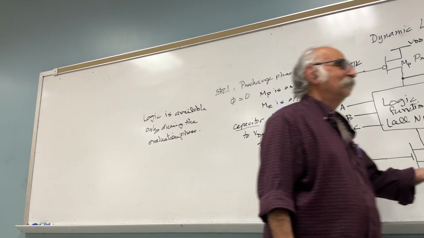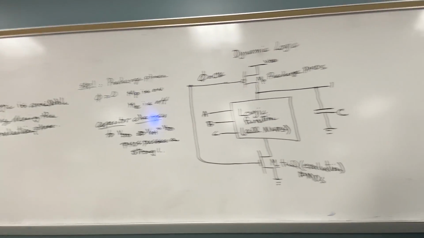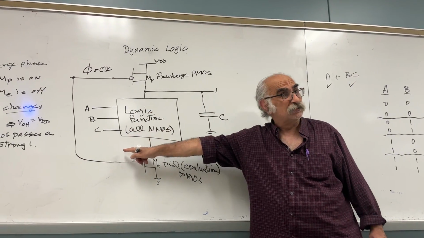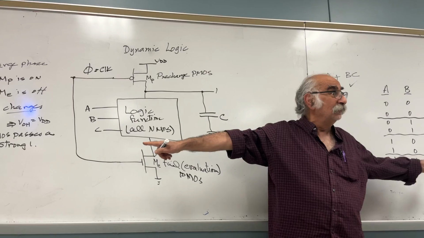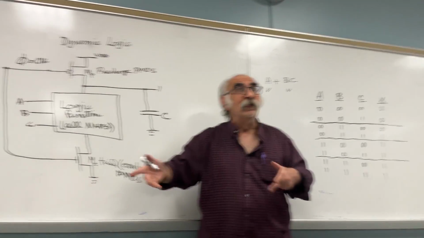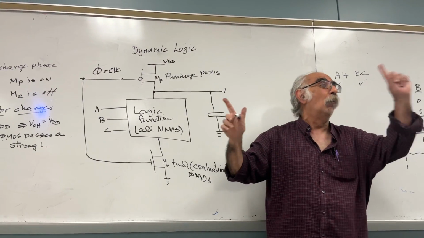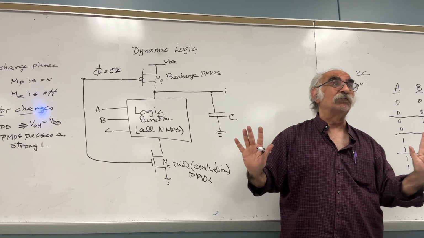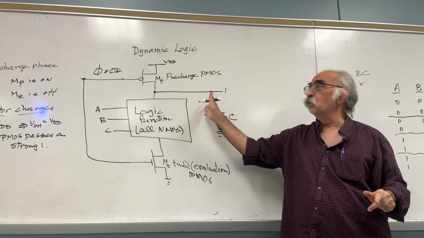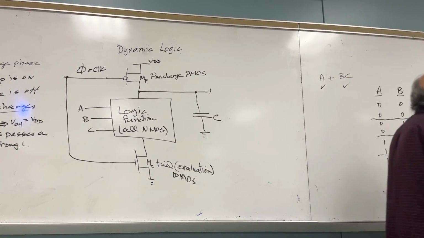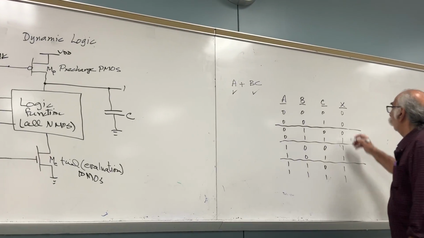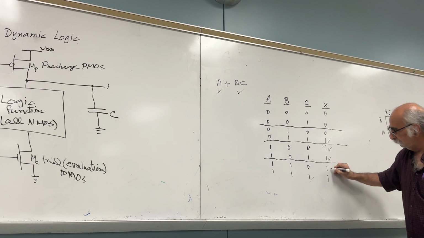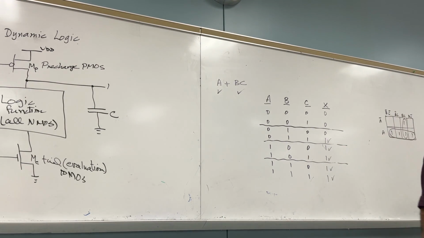Clear so far? Now, in the evaluation phase, what will happen to the capacitor? Discharge. If the inputs to the logic are such that the output is 0, 1, what does it mean? It means this one will hold on to its 1. So I want you to say this: X is equal to 1. Did you get it or not?